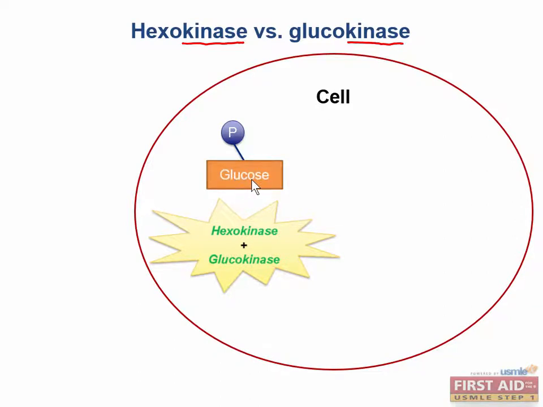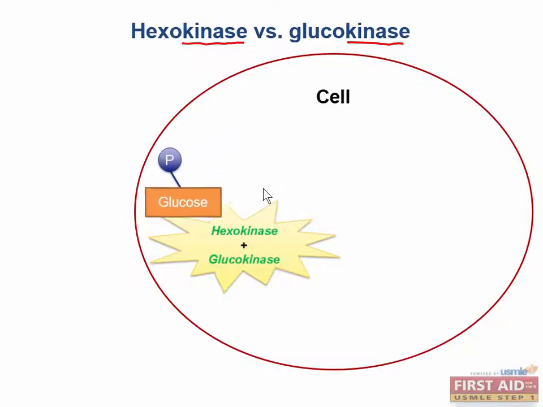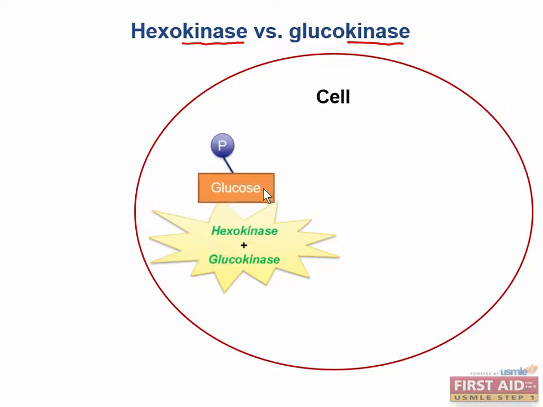Why is a phosphate added to our glucose? Well, in addition to prepping glucose for the next step of glycolysis, this also gives glucose an overall negative charge, which is going to prevent it from passing through the plasma membrane, effectively trapping that glucose in the cell.